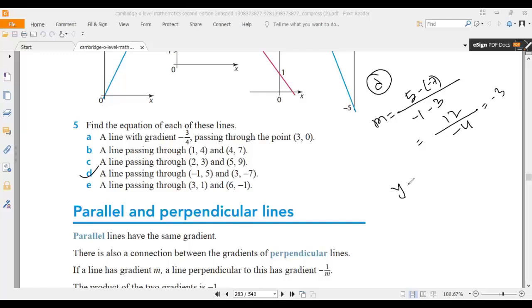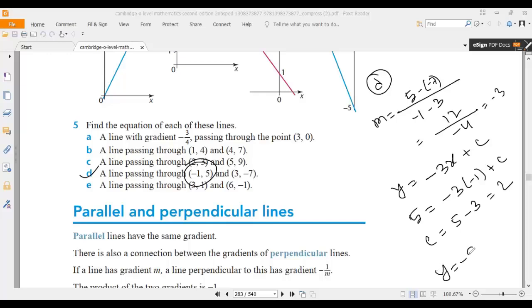Now, what is the equation? Equation will be y equal to mx plus c. And it is passing through minus 1, 5. So y should be 5 and x should be minus 1. Okay. Then what will be the value of c? c should be 5 minus, going to say plus 3. So if I move plus 3 to this side, it will be minus 3. 5 minus 3 will be 2. So the final equation of the straight line will be y equal to mx plus c, so minus 3x plus 2.